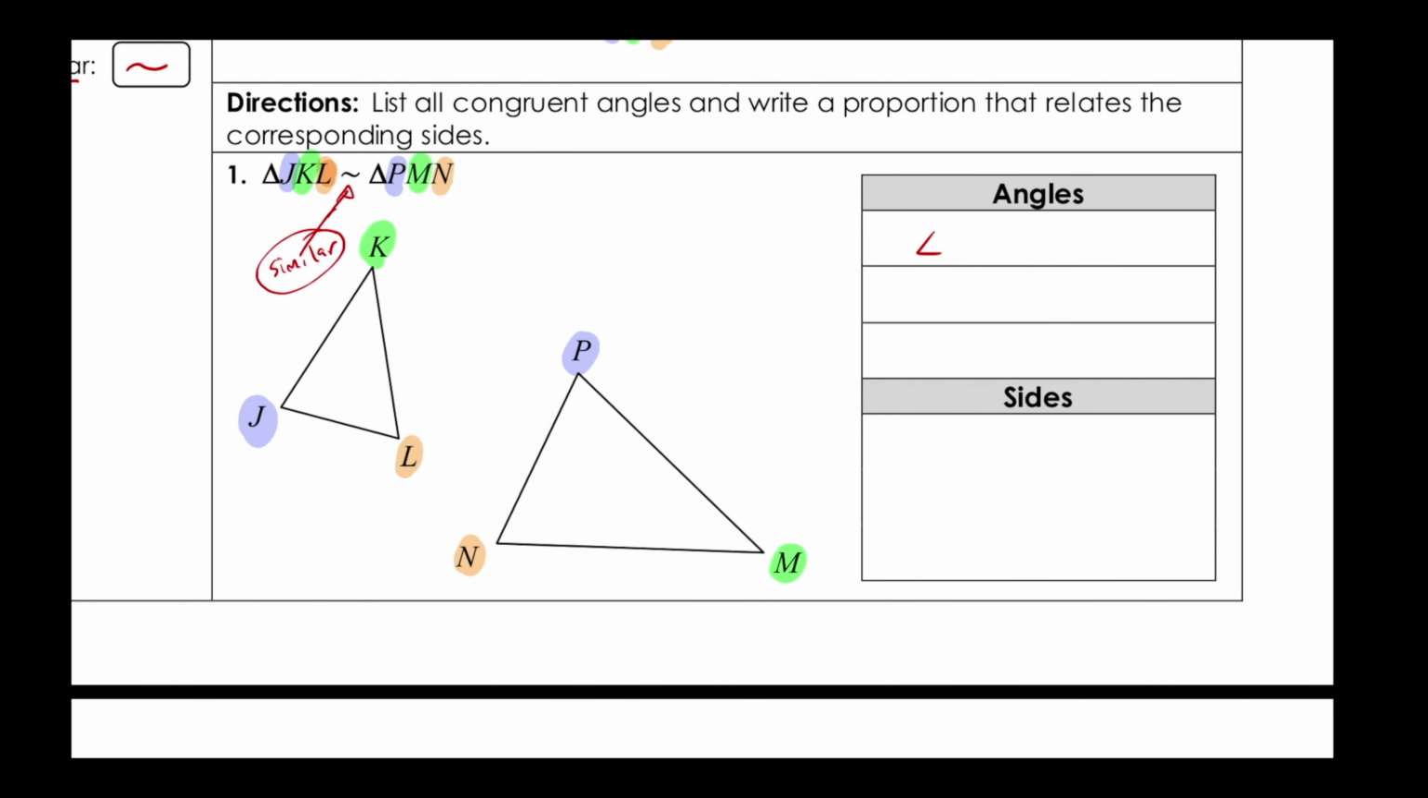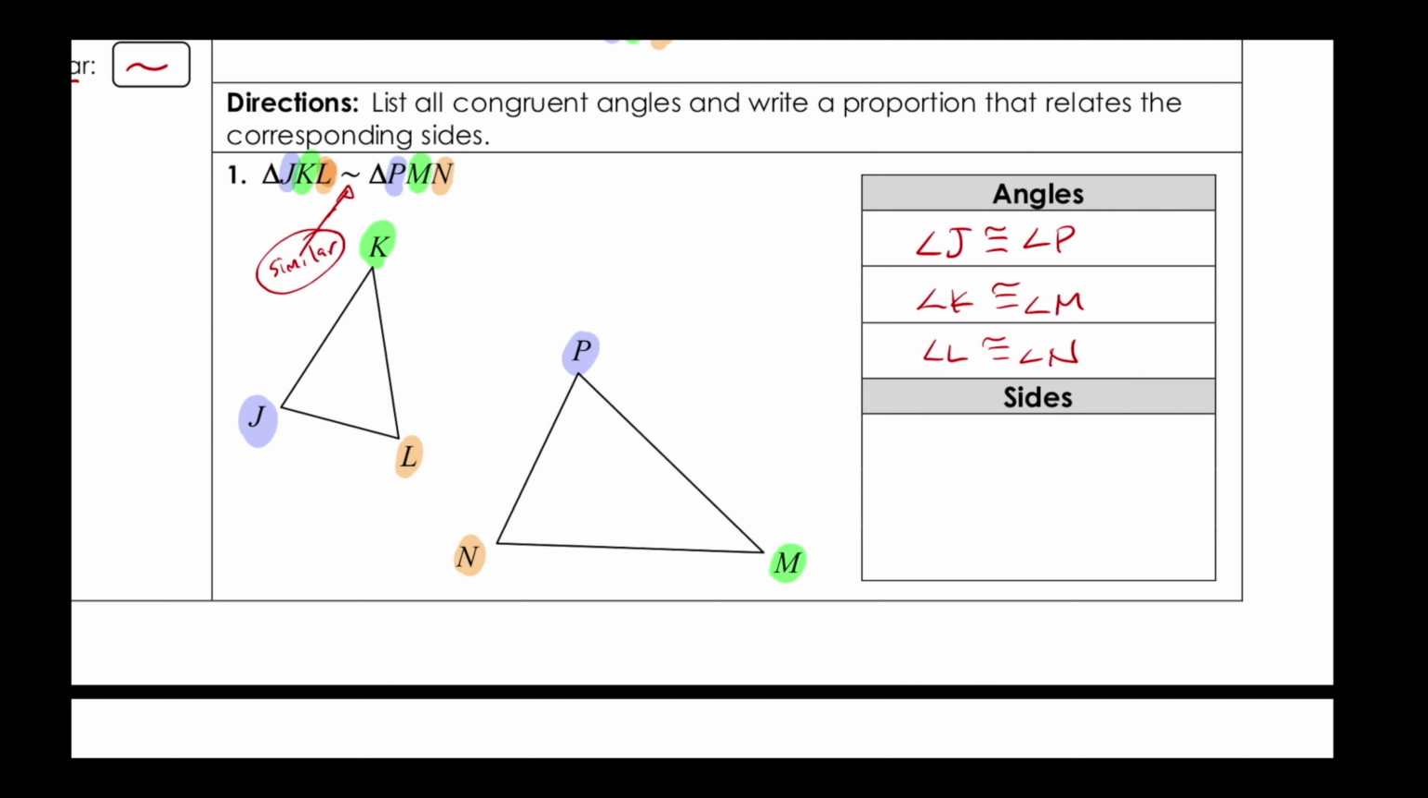Purple with purple. Angle J is congruent to angle P, because those are the matching corresponding angles. Then let's look at green. Angle K is congruent to angle M, because those are the corresponding or matching angles. And then lastly, angle L is congruent to angle N. Okay, so that's it with the angles.